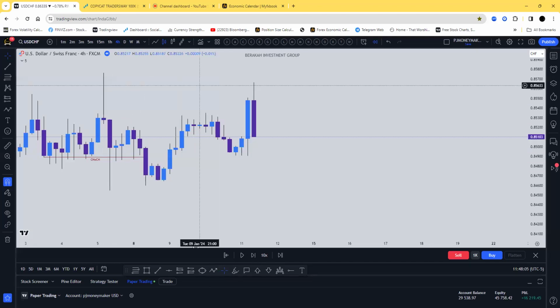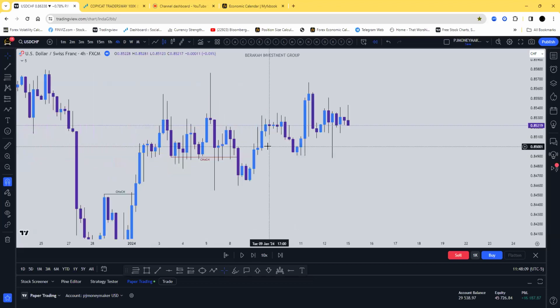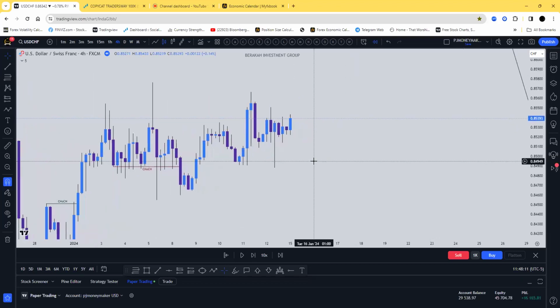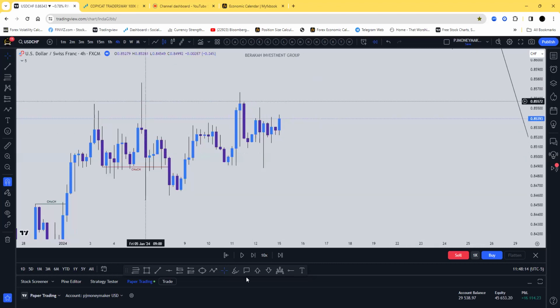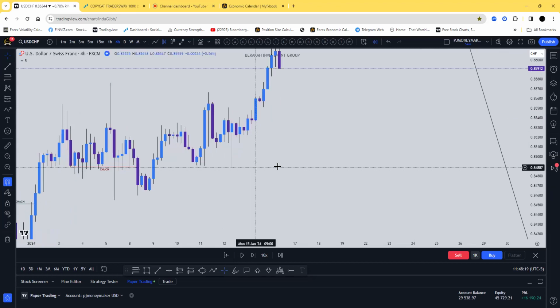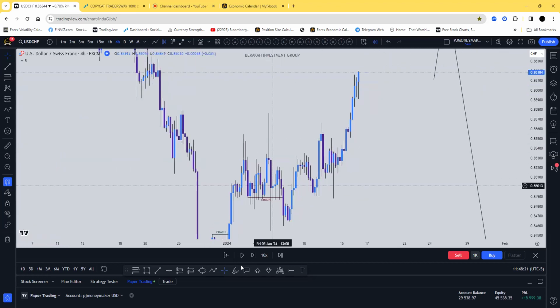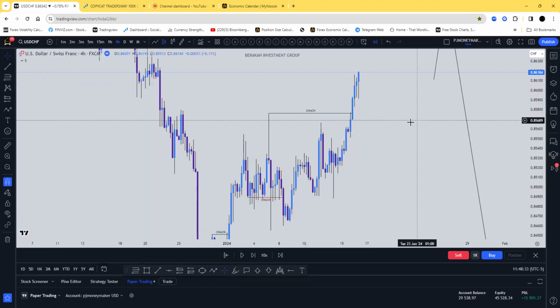Boom. I'm looking for the right entries. Give me a second. This market was a little complicated. So then here again, you got a fair value gap again here. Okay. Not a fair value gap, buy side again.